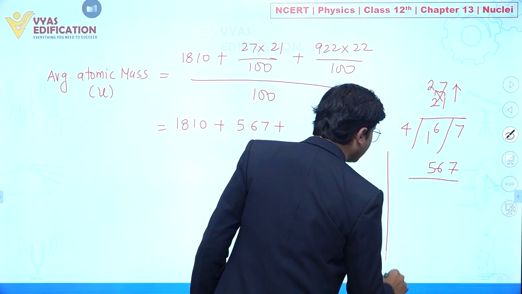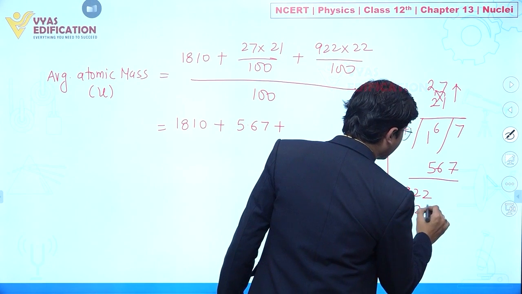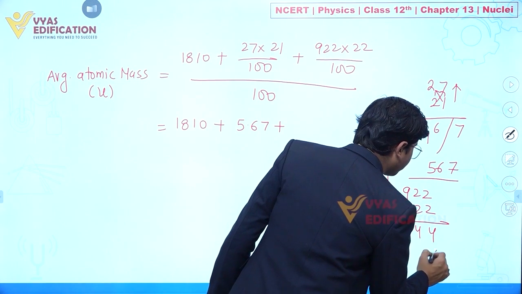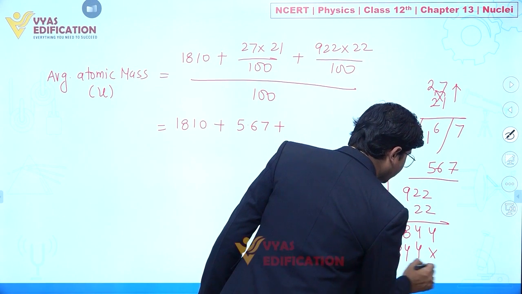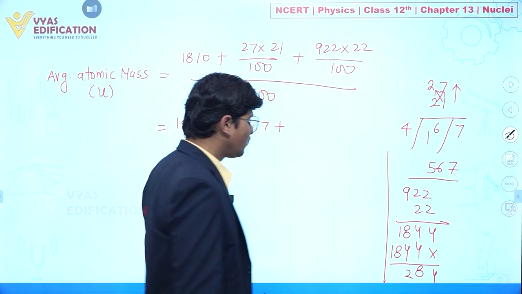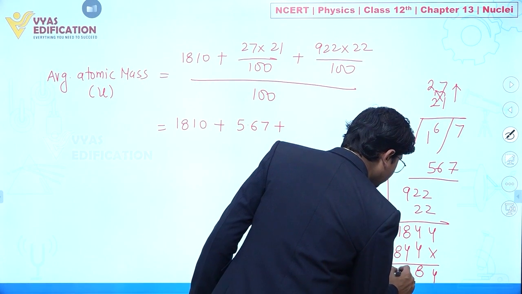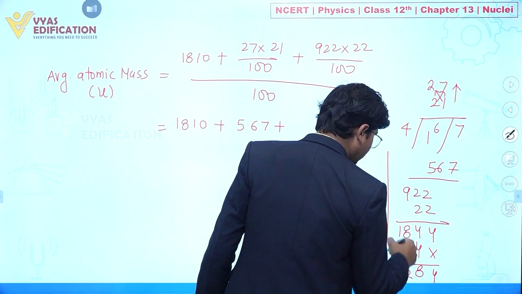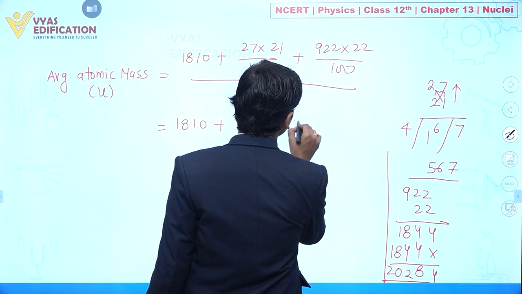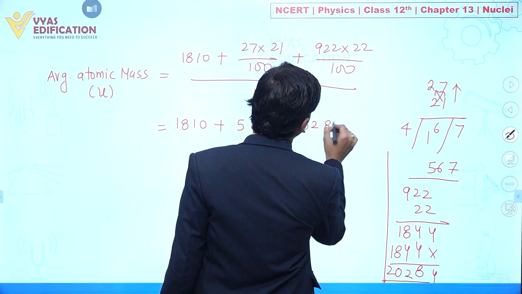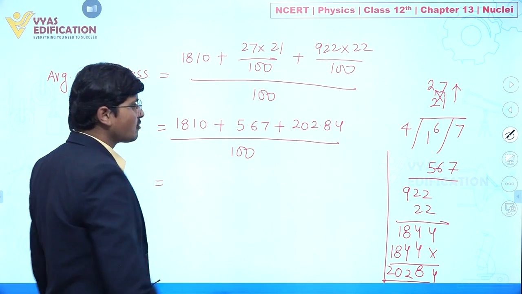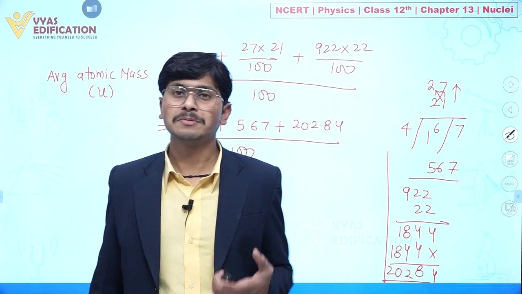I am writing this side, 922 multiplied with 22, so that is equal to 4, clear. This is also 4 and 18 multiplied by 4, this is 18, clear. So 4, that is 8, plus 4, that is 12, we have 1, so 2 and that is 10, that is 1. Clear everyone? So 20, 28 and 4. So directly you can say 202.84 that we are getting. Clear? And it is divided by 100. Clear? So definitely we have some calculation, you have to simplify these calculations.